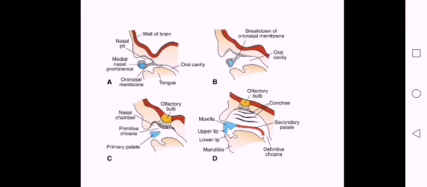Then moving to the nasal cavity itself, as we mentioned before, here we have the medial nasal prominence, and this is the nasal pit which becomes deeper. The nasal pit is caudal to the forebrain, and it's separated from the oral cavity here by what's called the oronasal membrane. This membrane is the oronasal membrane, and it separates the nasal cavity cranially from the oral cavity caudally.